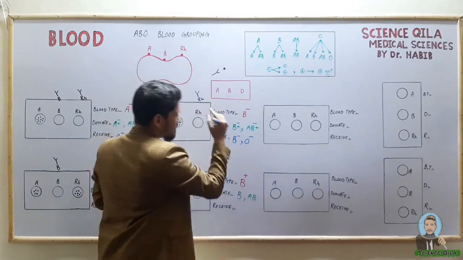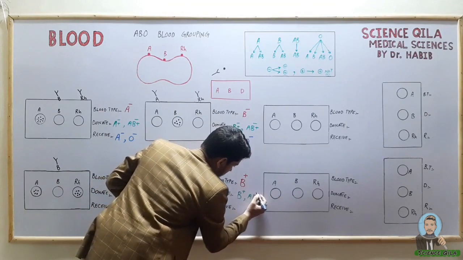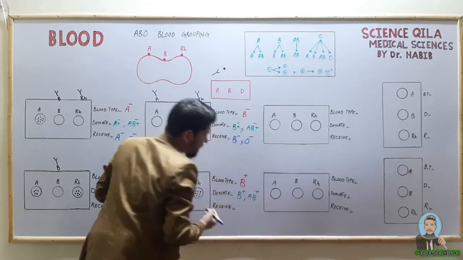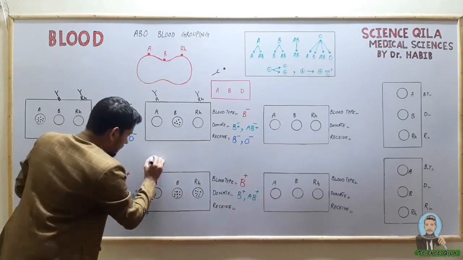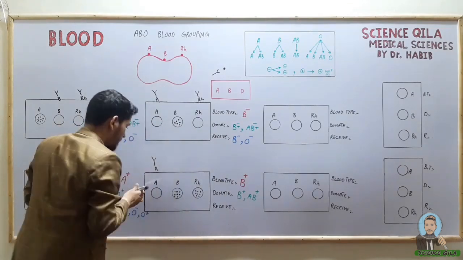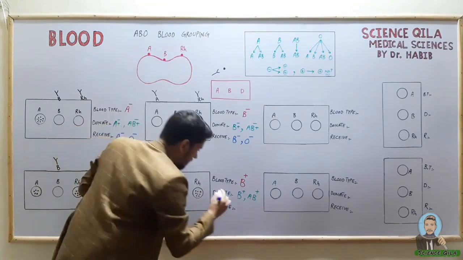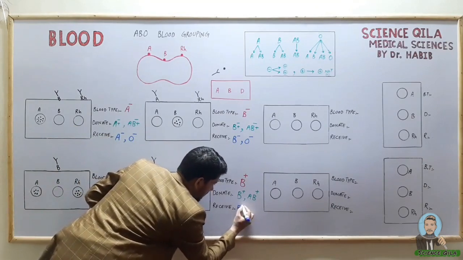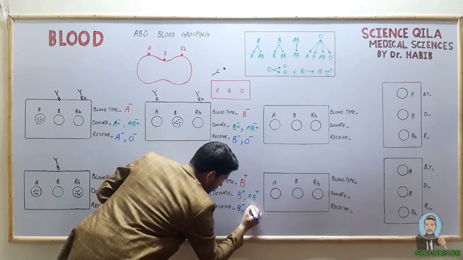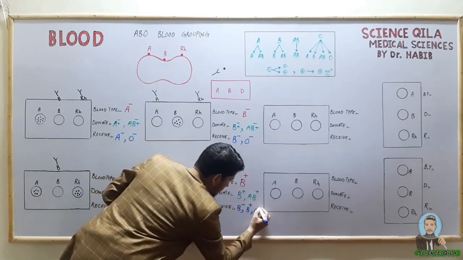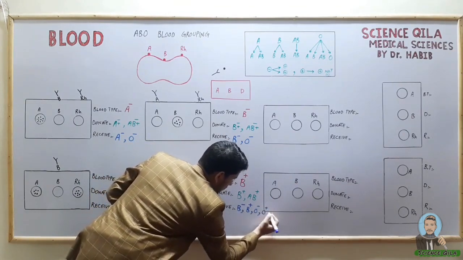And what's the rule for positive? Positive can only donate to the positive. So blood type B positive can donate to B positive as well as to AB positive. Receive. So this person will have developed antibodies against A, so it cannot receive the blood from blood type A. So it can receive the blood from B negative, and it can receive the blood from B positive. It can receive the blood from O negative, and it can receive the blood from O positive.